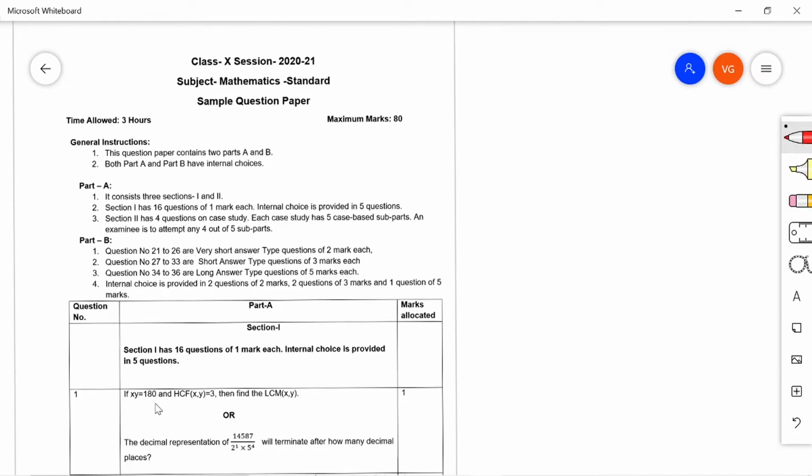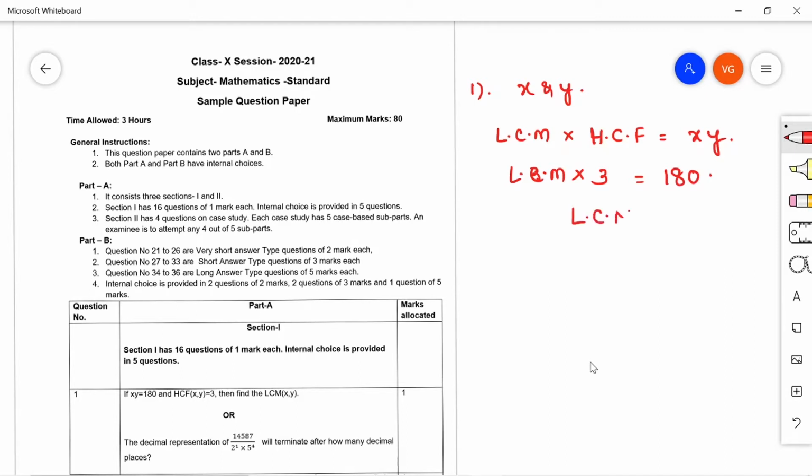If xy is equal to 180 and HCF of x comma y is equal to 3, find the LCM of x comma y. So they are discussing two numbers, x comma y. So you know LCM into HCF of two numbers is nothing but the product of the two numbers xy. So you are given HCF is 3 and you need to find out LCM. The product is given as 180. So LCM of the two numbers is 180 by 3, that is nothing but 60.